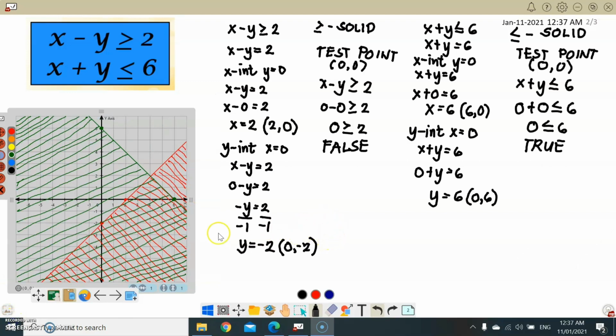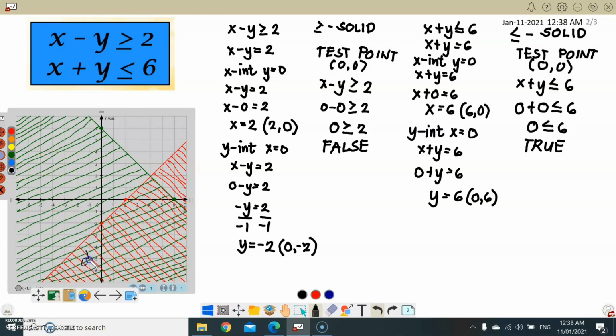After shading the correct half plane, you now have the graph of the system of the given linear inequalities in two variables. If you notice in the graph, there is a part that is shaded twice, or we call that one the double shaded region. So you can see this part is shaded only once. Same as with this, it is shaded only once. But take a look at this region. So we call this region the double shaded region.